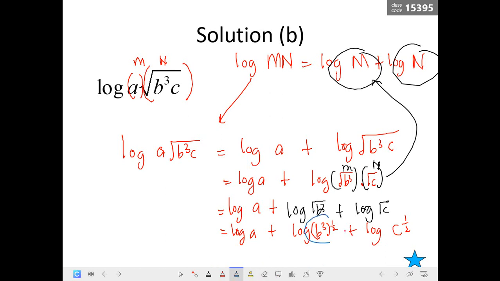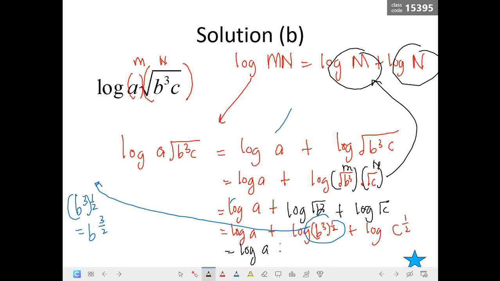This one, B cubed to the half is equal to B to the power 3 over 2. Then bring 3 over 2 to the front. And the answer is log A plus 3 over 2 log B plus 1 over 2 log C. Done. It's settled.